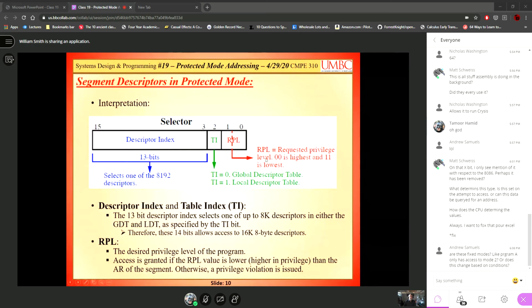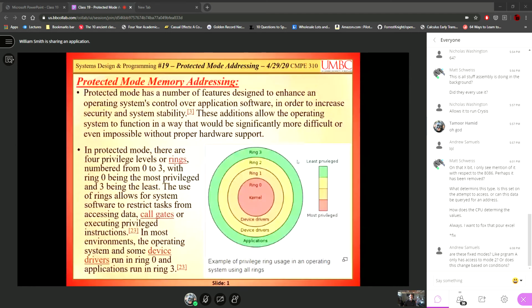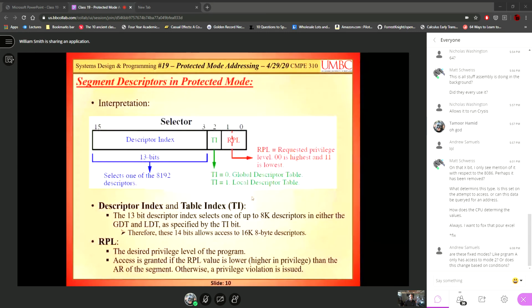RPL, request privilege level. 00 is the highest, the most protected mode, the most privileged from the first slide. 00 is back here, the red. If you work your way from red through to green, you get red, orange, yellow, and then green. So these are the protection levels. 00 is the central kernel part, then the next two are device driver levels, and when you get up to 11, you're talking about the application level.